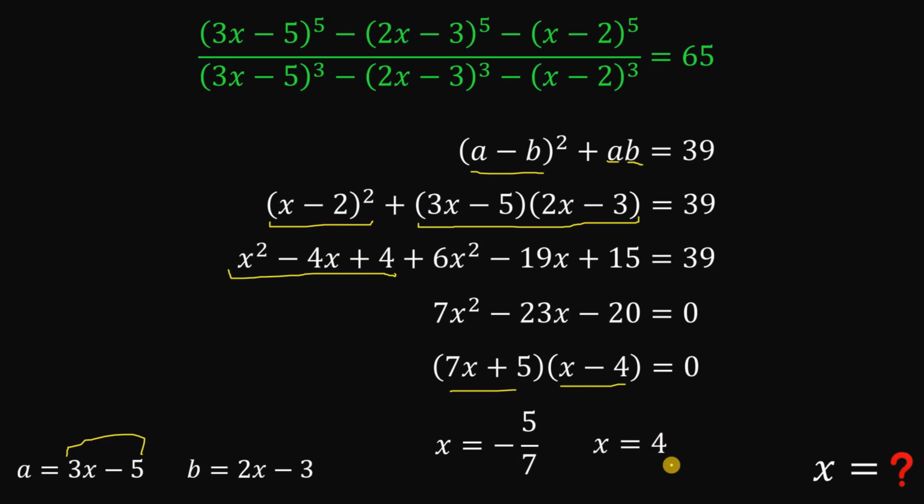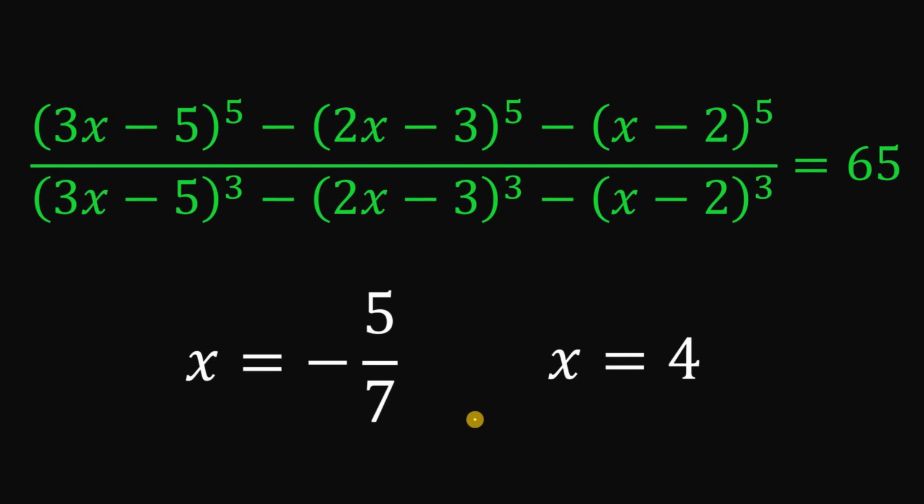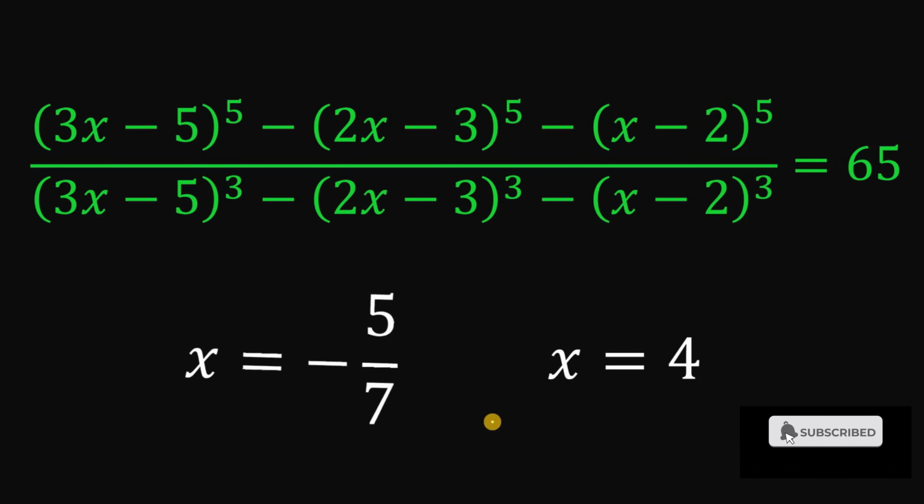And there you have it. So, given this equation, we found two possible values for x. We get x equals negative 5 over 7 and x equals 4. I know checking is very important, but I will leave it to you, because if you check this, those are the only real solutions for this equation. And as always, we are done.